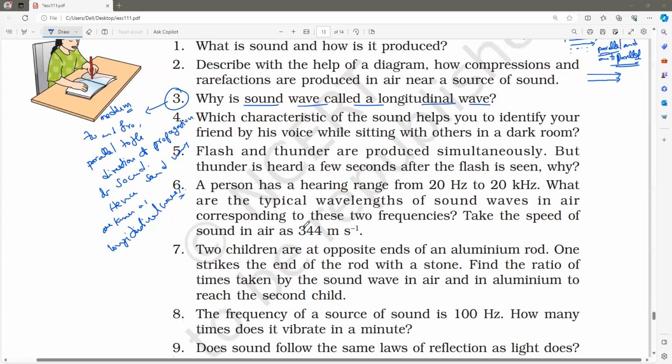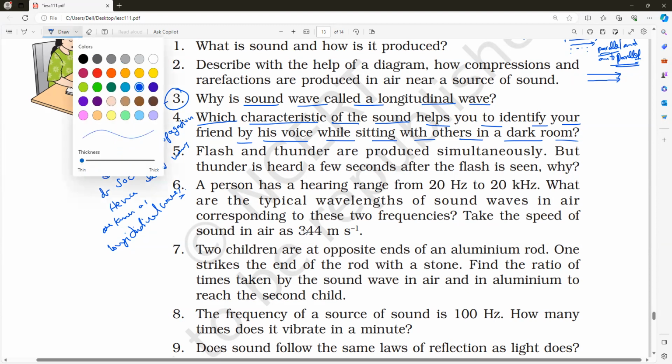Next, fourth question. We studied many characteristics. Which characteristic of sound helps you identify your friend by his voice while sitting with others in a dark room? Without seeing them, there is a characteristic by which we can identify. Pitch? Yes, pitch.